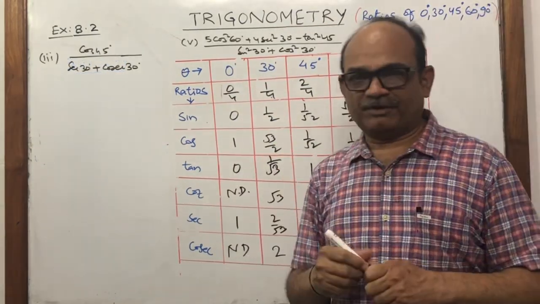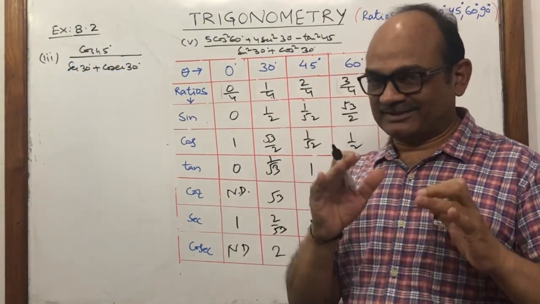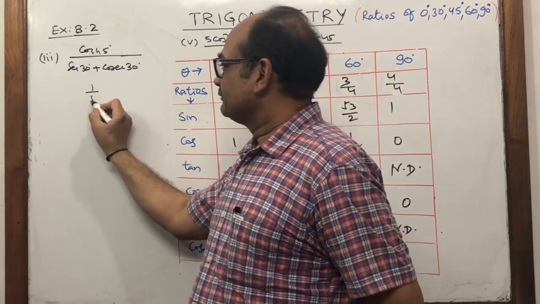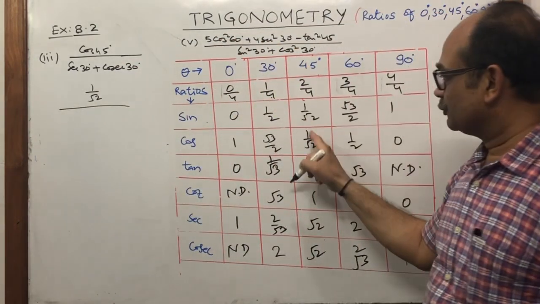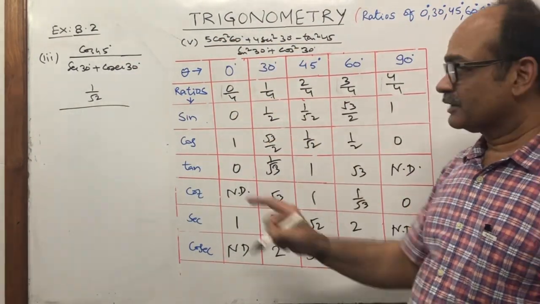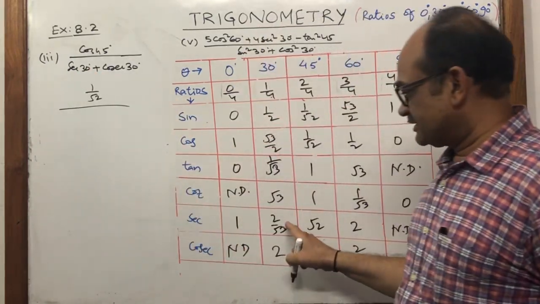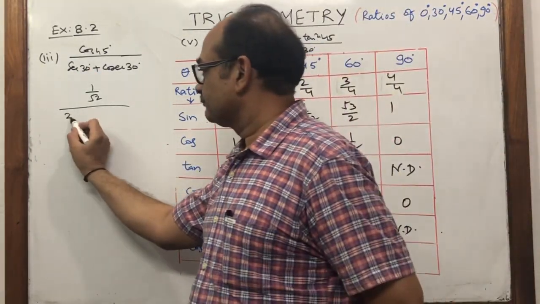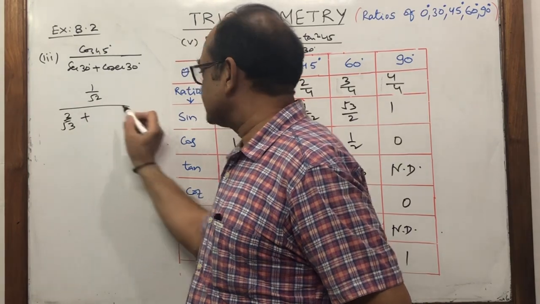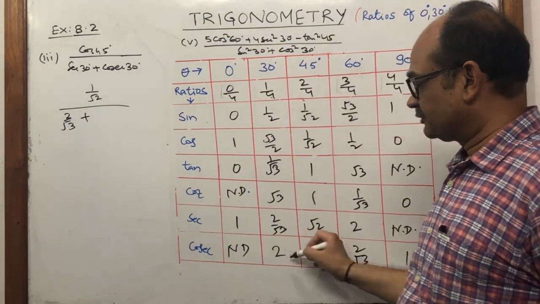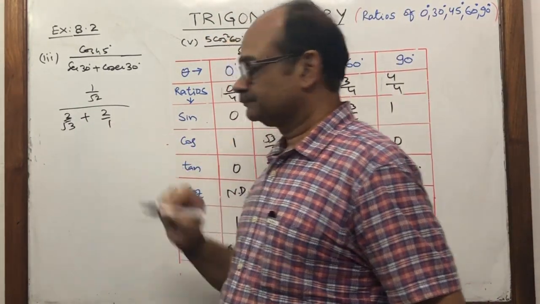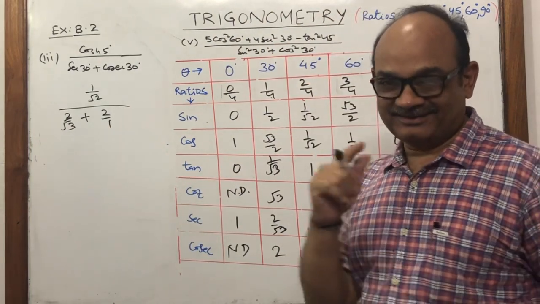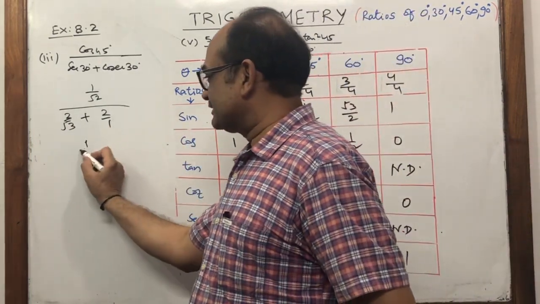Third part is an important question, all due to its calculation work. Cos 45, you know, is 1 by root 2. Sec 30 is nothing but 2 by root 3. And cosec 30, see cosec 30 is 2. You have to slowly memorize the values. Yes, 1 by root 2 as it is.